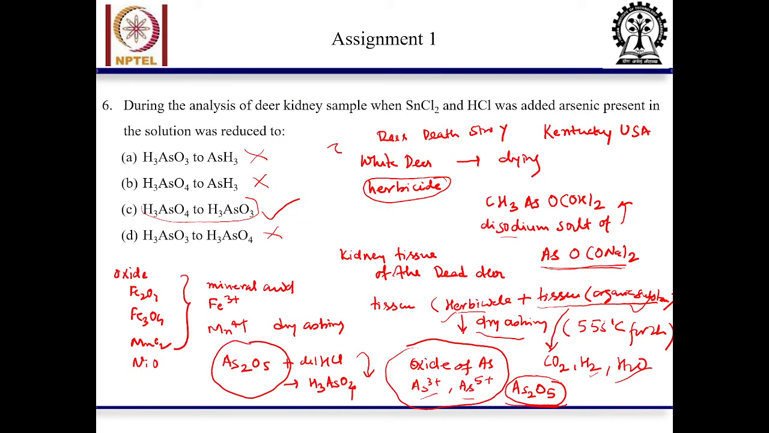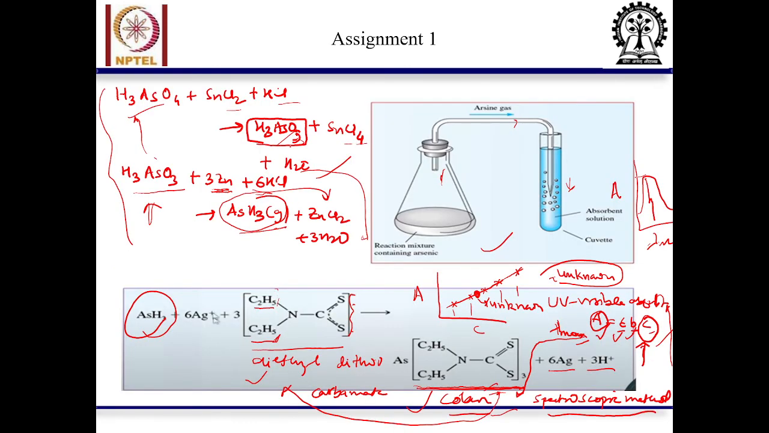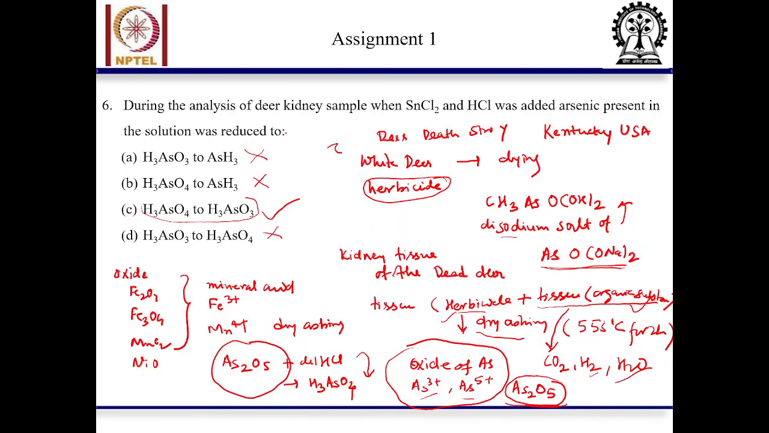So now come to the question. During the analysis of the deer kidney sample, when SnCl2 and HCl were added, the arsenic present in the solution was reduced to... So we go to this reaction: H3AsO4, after drying and dilute HCl, this part. Then we put SnCl2 and HCl. It will reduce to H3AsO3. If you want to solve it another way, we can find out whether reduction is happening. So here reduction is happening, here also reduction is happening, and here oxidation is happening. That is the first, we can cut it.